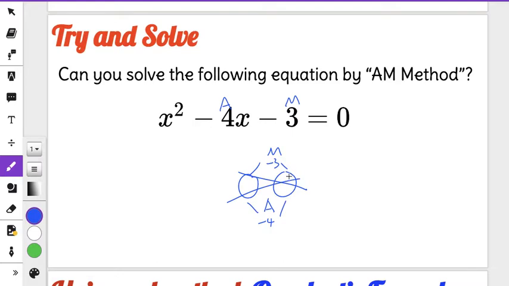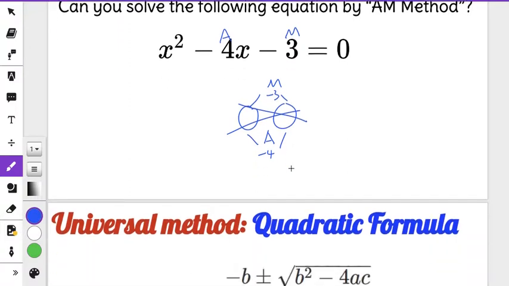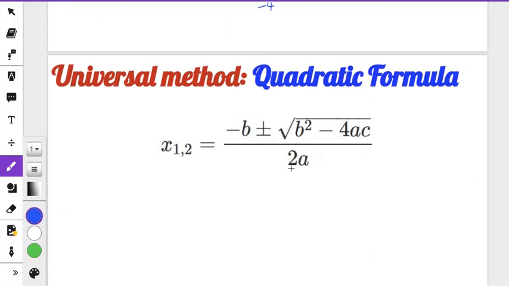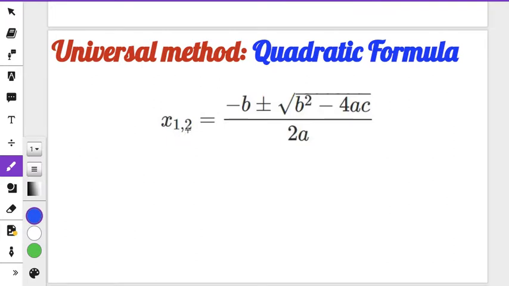So what do we do? This is the reason why we introduce the quadratic formula, because the X method is not applicable in this situation. So how do we use the quadratic formula? The quadratic formula actually looks like this. As you can see, the whole formula here stands for two solutions, x1 and x2.